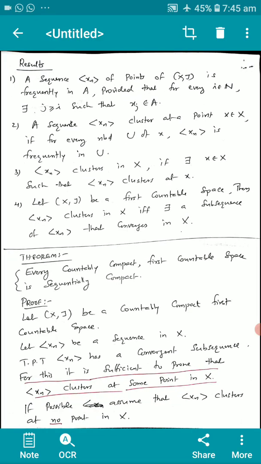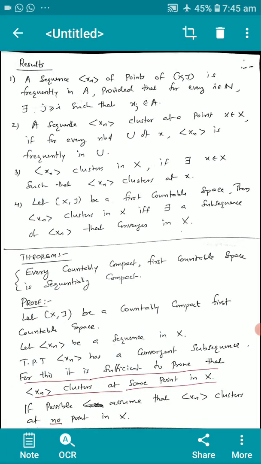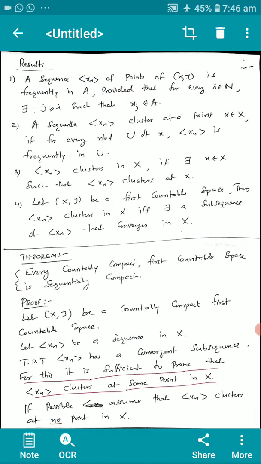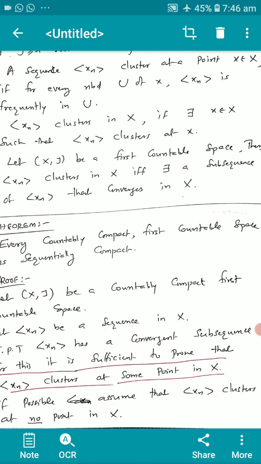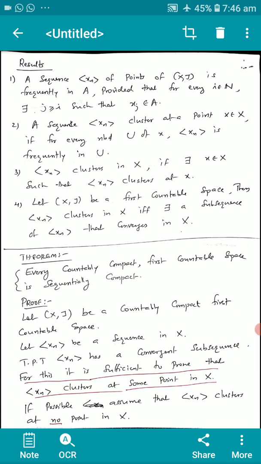Second, a sequence x_n clusters at a point x in X if for every neighborhood U of x, the sequence x_n is frequently in U. Third, the sequence x_n clusters in X if there exists x in X such that the sequence clusters at x. This is just a variation; we are only rewriting the second one. And the fourth one: let X be a first countable space, then the sequence x_n clusters in X if and only if there exists a subsequence of x_n that converges in X.